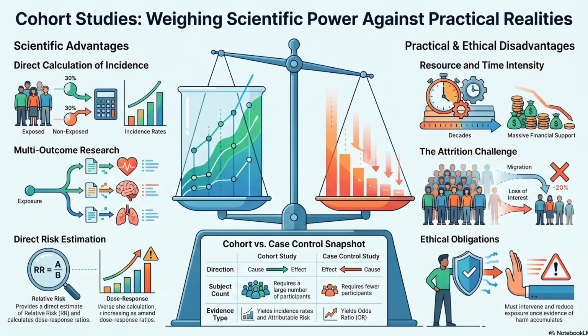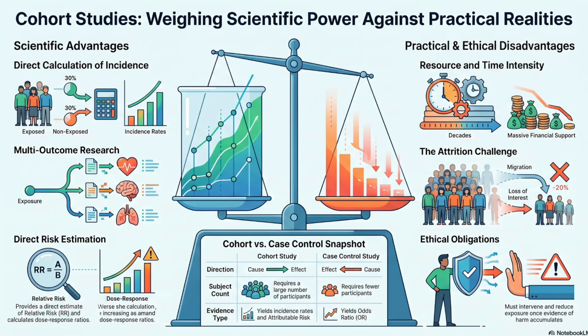If researchers discover that a particular exposure is clearly harmful, they may have an obligation to inform participants or recommend interventions rather than simply continue observing. So, when should researchers choose a cohort study? Cohort studies are most appropriate when the exposure is uncommon, when researchers need to establish a temporal relationship between exposure and disease, when direct measurement of incidence and relative risk is required, or when multiple health outcomes from a single exposure need to be investigated.